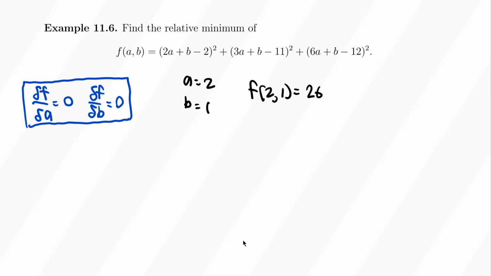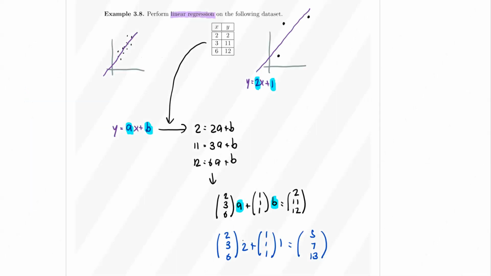Well, it turns out that this has to do with one of the earlier examples when we talked about linear regression. Specifically, back in example 3.8, we talked about how the process of linear regression is basically finding this purple line that would best fit the data points that we have. In this example, the data points are x equal to 2, y is 2; x is 3, y is 11; x is 6, and y is 12. Now, we can think of the process of finding the purple line as finding the prediction for the value of y. I have these values for x and I would like to predict the value of y.